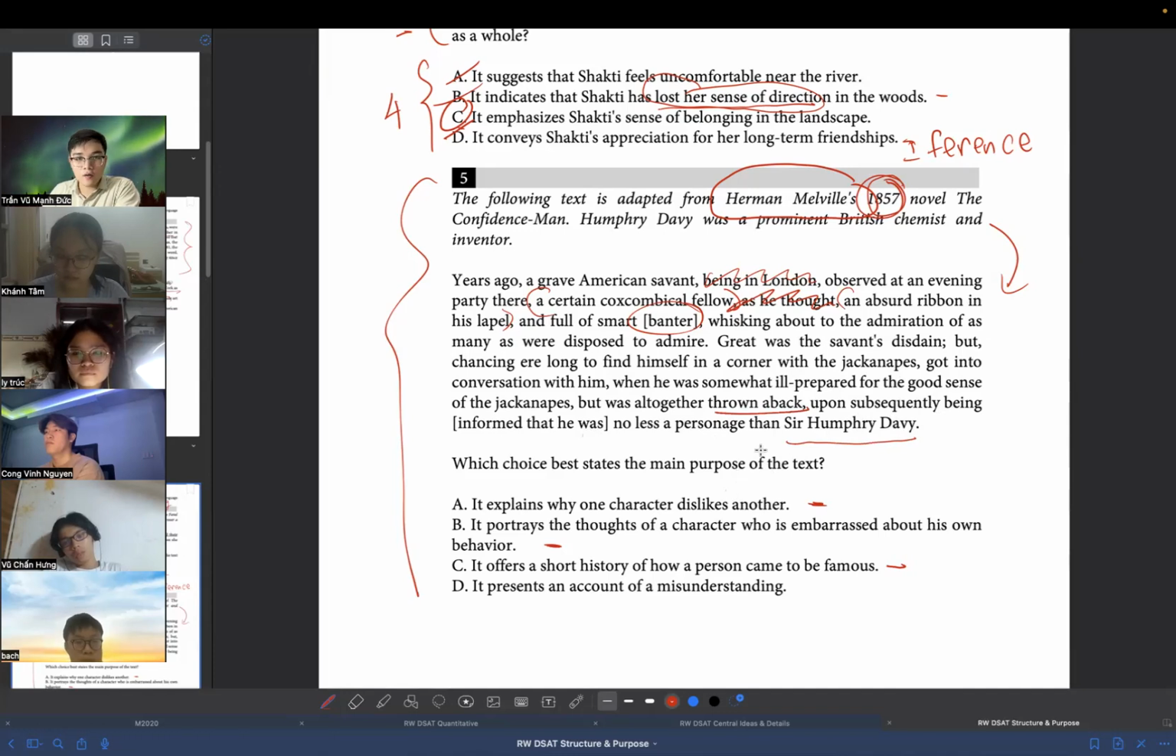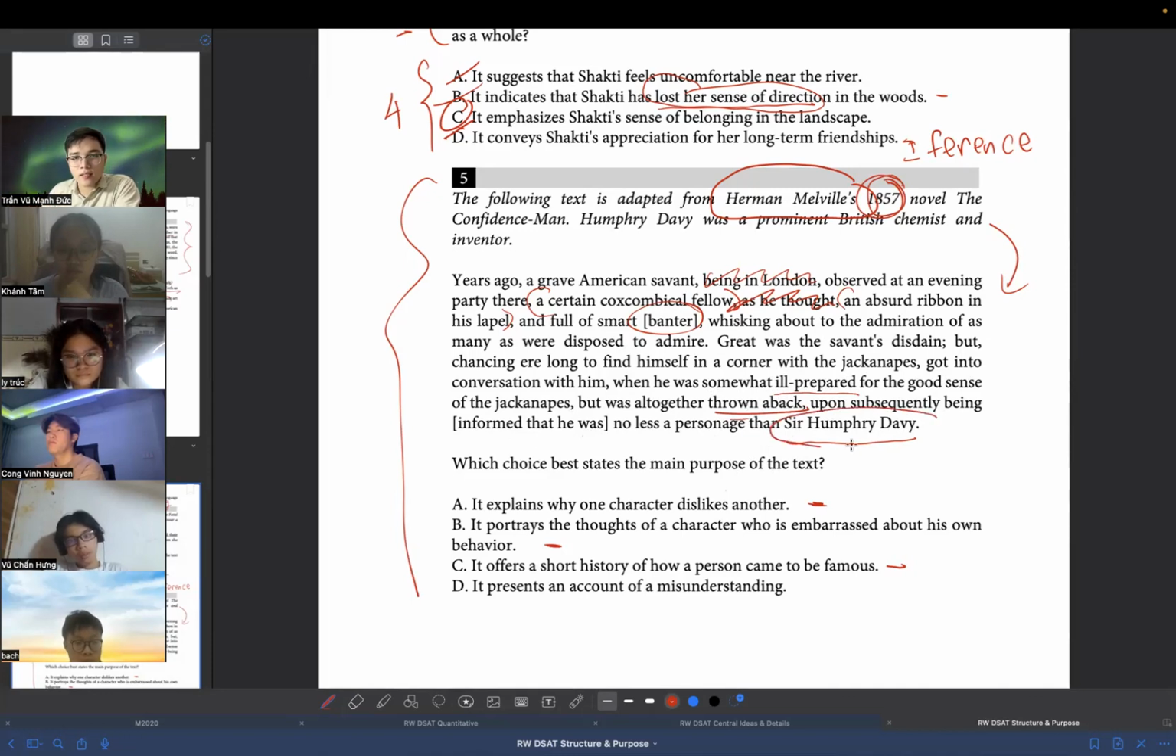All right. I only understand the two words that I have just underlined, because, well, this is very difficult, right? No fear, because this one, ill prepared, means that he is unprepared. So he's very surprised. This one, for the good sense, but thrown aback, so he's also very surprised.